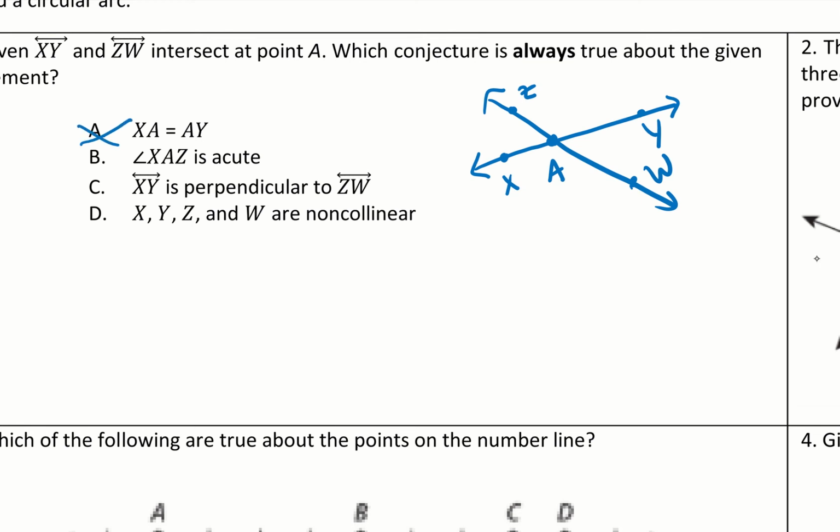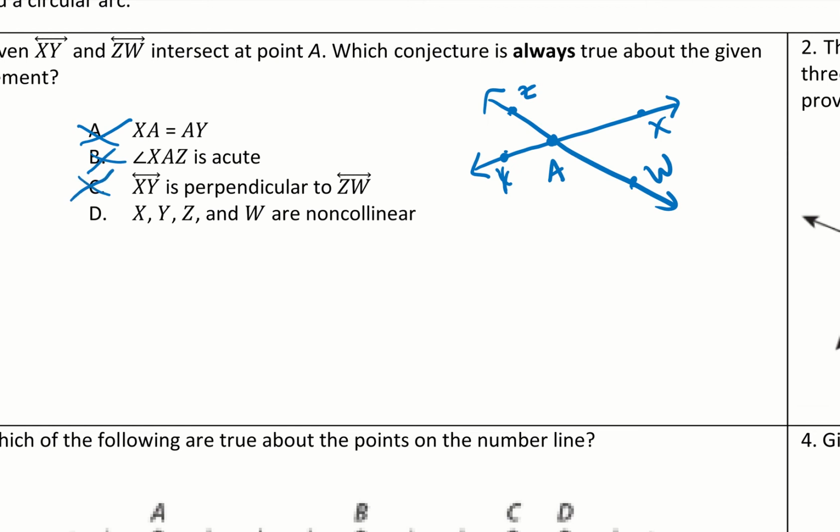Angle XAZ is acute. And in fact, it is acute here, right? But I need not draw it like that. I could put X in here, and Y there, and that's still the same line, still line XY. But now XAZ is obtuse. So I could easily switch these and it would be false. So this is not always true. Next, XY is perpendicular to ZW. So we have XY, and this line is perpendicular to this line, which means that this has to be a 90-degree angle. But that doesn't have to be true. In fact, in this case, it's not true because it's obtuse. So this is false as well.